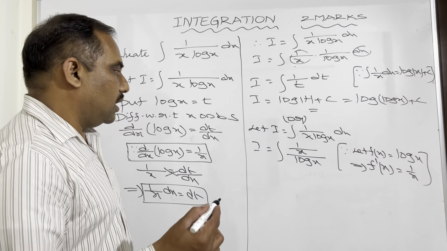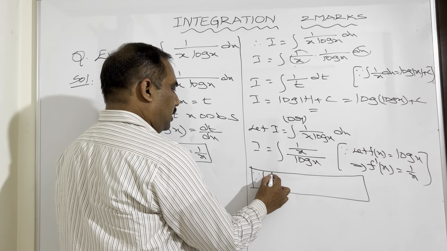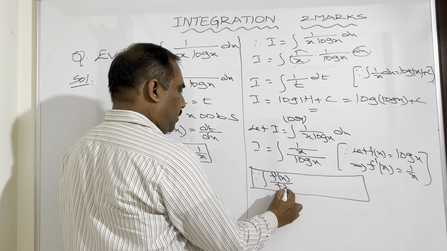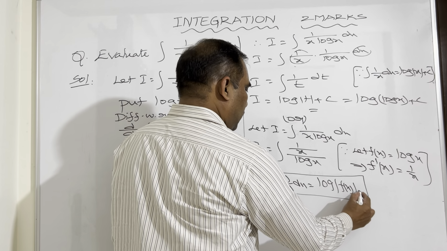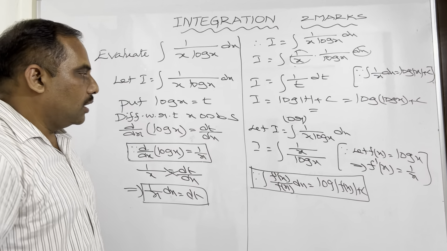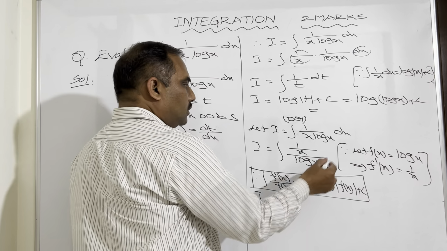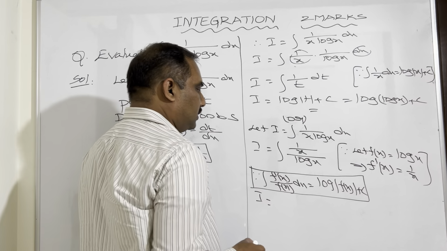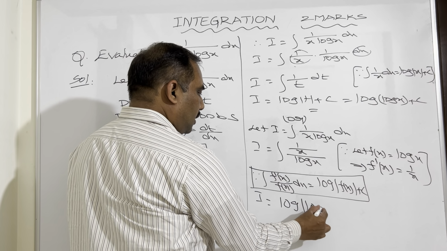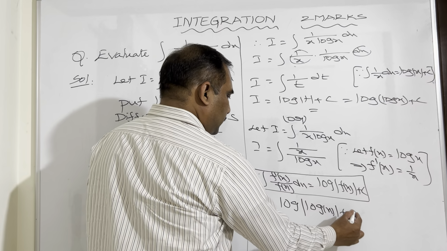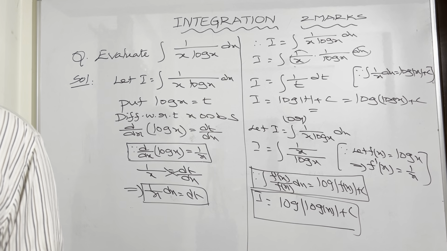What we can observe here is that we have one formula in the form of integral f dash x by f of x dx, which is log mod f of x plus c. As per this formula, what is f of x? Log x is f of x. What is f dash x? 1 by x is f dash x. So I is equal to log mod f of x, that is log mod log x plus c. Like this, in the other method also we can find the integral of the given function.